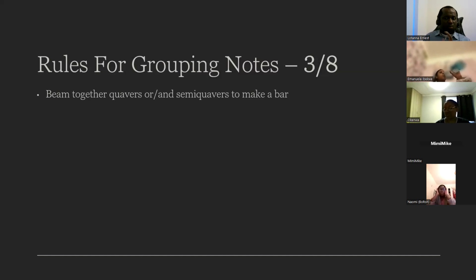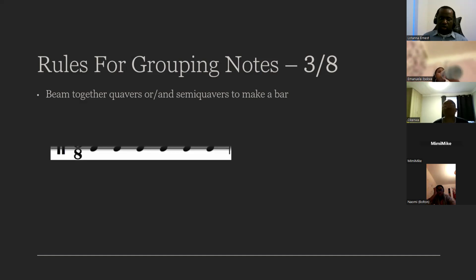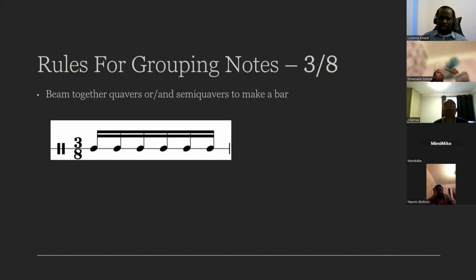So what that means is, how many semiquavers would you have in a 3/8? 6. 6, because 3/8 is 3 quavers. If you break the quavers into 2/2, you have 6. Now you can group those 6 semiquavers together. The rule of 4 does not apply to this. All right? The rule of 4 does not.